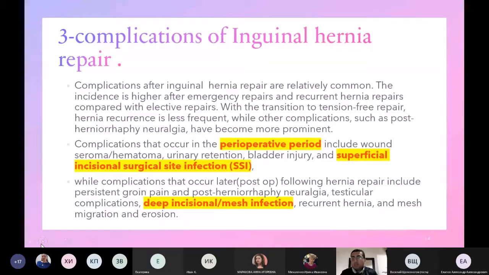Complications that occur in the perioperative period include wound seroma, hematoma, urinary retention, bladder injury, and surgical incisional site infection. While complications that occur later on, post-operatively, include persistent groin pain and post-herniorrhaphy neuralgia, testicular complications, deep incisional and mesh infection, recurrent hernia, and mesh migration with erosion. So the possibility of infection pre-operatively and post-operatively is still very high.